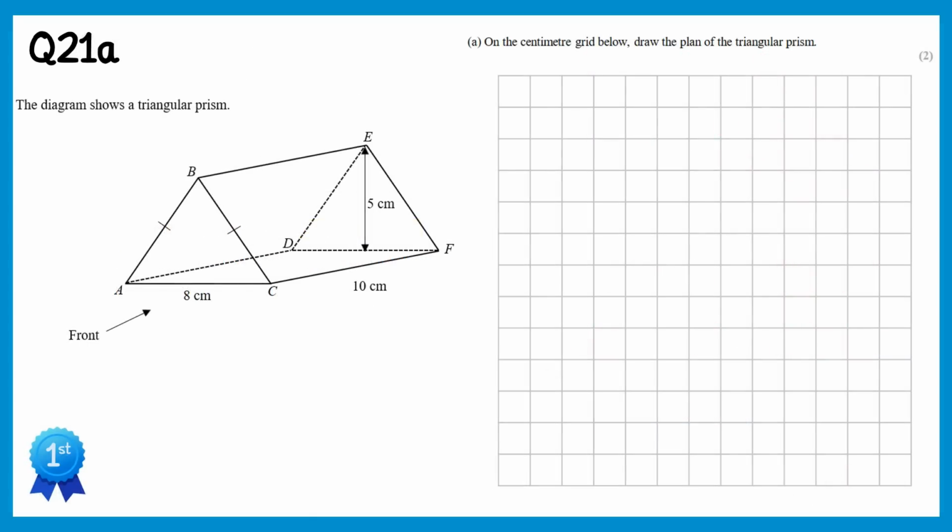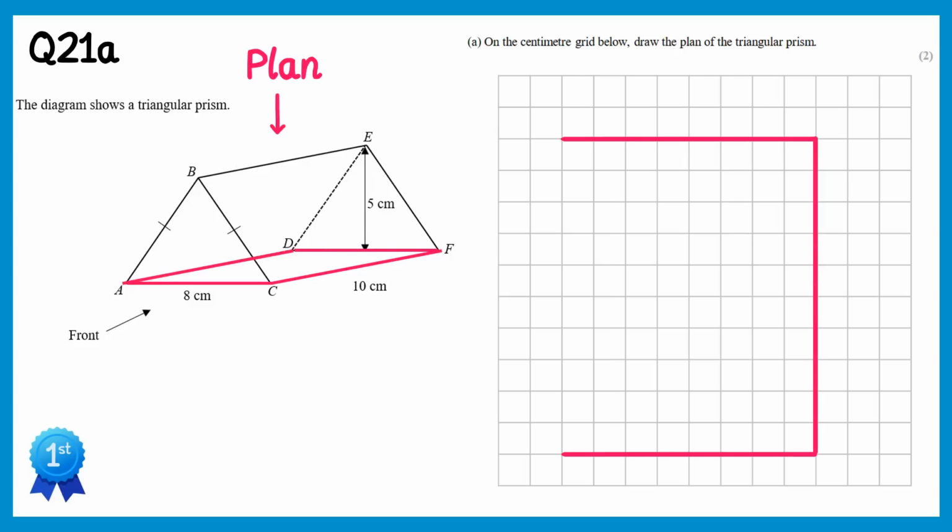In this question, I need to draw a plan of the shape. A plan is the view of the shape from above. If I viewed this shape from above, I'd see the line AC here at the bottom, that's 8 centimeters. I'd also see the line CF at the side here, that's 10 centimeters. And I'd see FD and DA completing a rectangle like this.